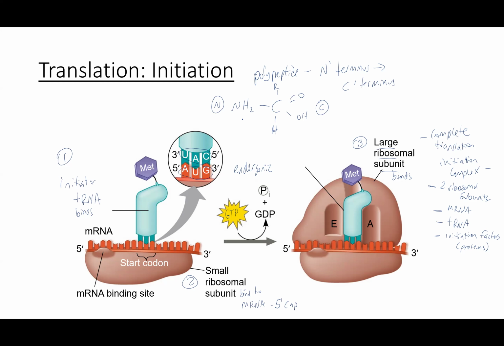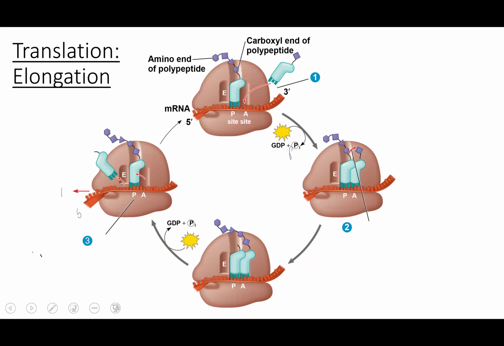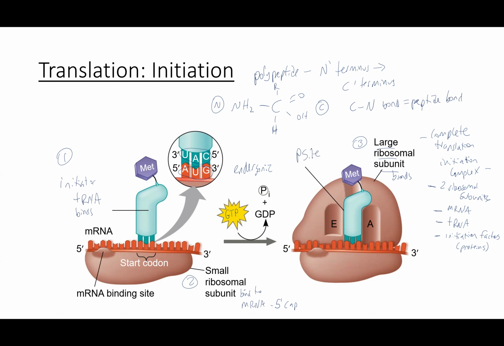So we're going to synthesize in this direction. We're adding those amino acids in this direction because every time we add an amino acid, we're going to form what kind of bond? What kind of bond occurs between amino acids? A peptide bond. Yeah. So that peptide bond is the C-N bond that we'll be forming. But at this point, all we've done is added one amino acid, and that's methionine. We're in the P position, so this is in the P site. We've got everything there. We're ready to go.